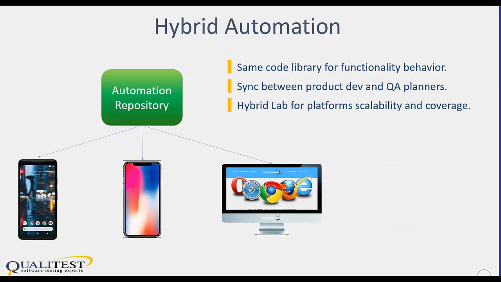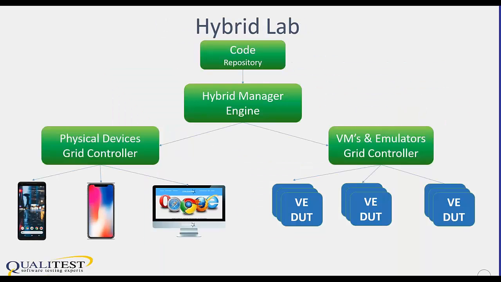So what we solved: we have the same code library for functionality and behavior. And of course, when working with a customer, we need to sync between production developers and the QA planners, so everybody will know the same elements and the same behavior between every platform and plan the differences together. And of course, we need a hybrid lab for platform scalability and coverage. So let's talk about the hybrid lab.